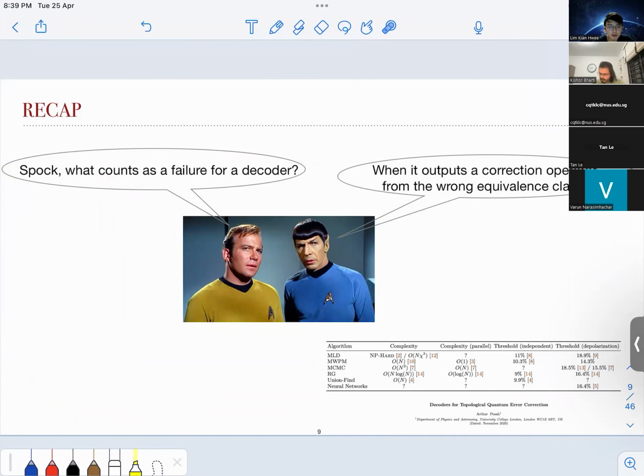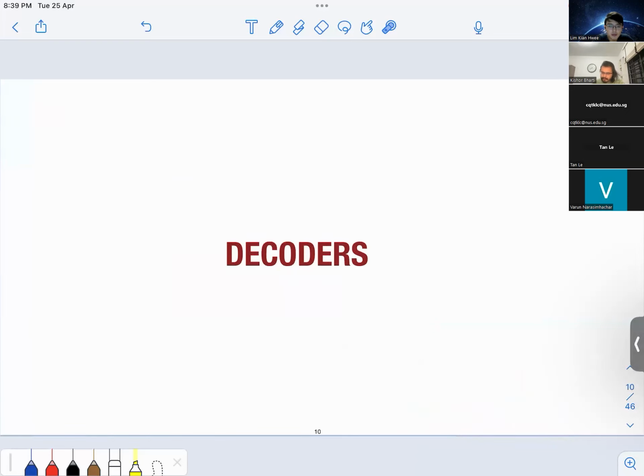After that, as we just briefly mentioned, there are many different decoders, and you can look at this paper to get a deep understanding. So we will keep talking about decoders today.